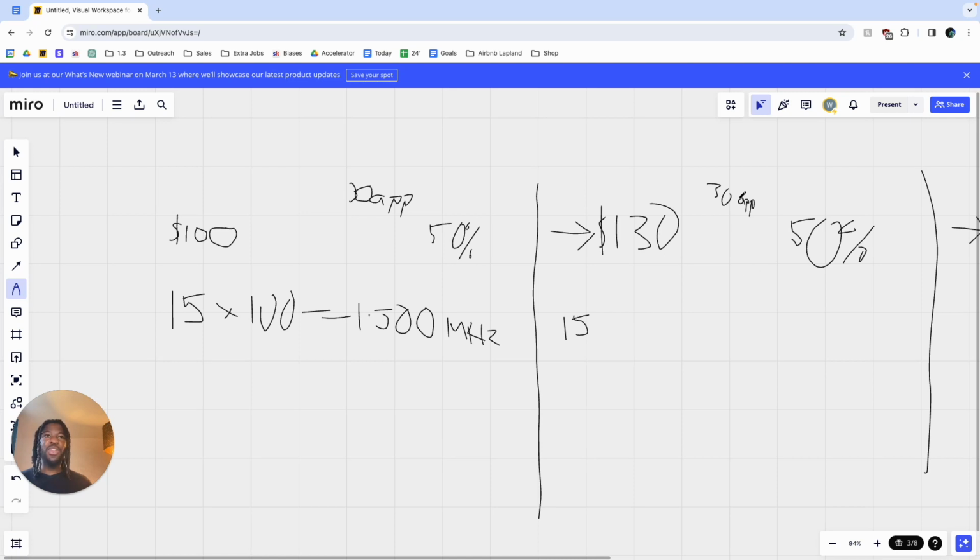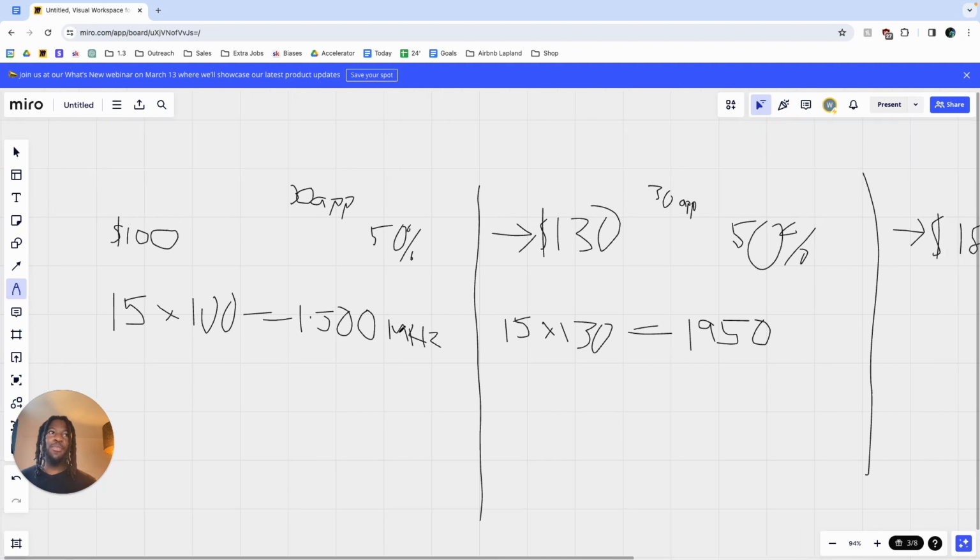But let's say you close 15 of these appointments at $130. Let's just do some quick math. You will now get $1,950 from this, and this is cash collected. So as you can see, you now made more money by increasing the prices than you did before. Great. Now you might say, okay, great, we can now charge $130, but I still want to get to that 180 point, okay?